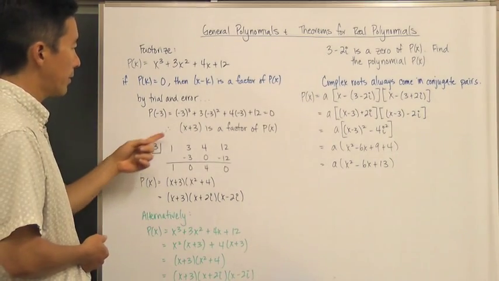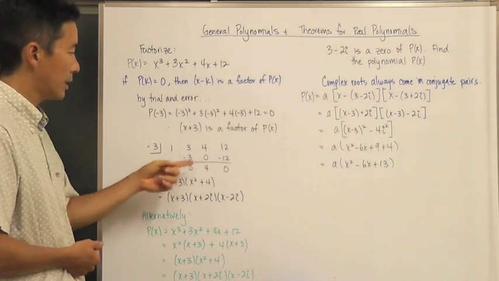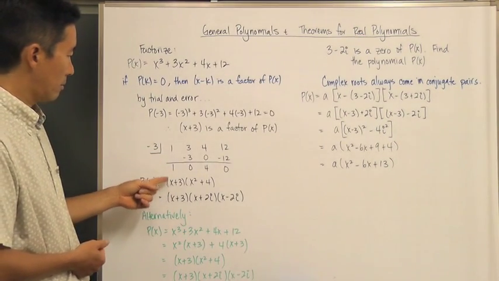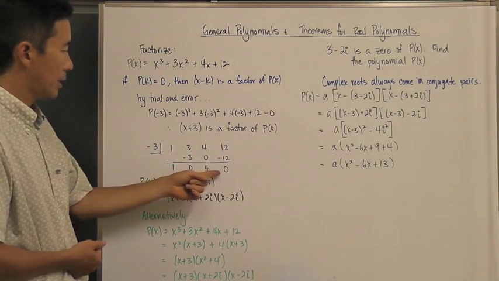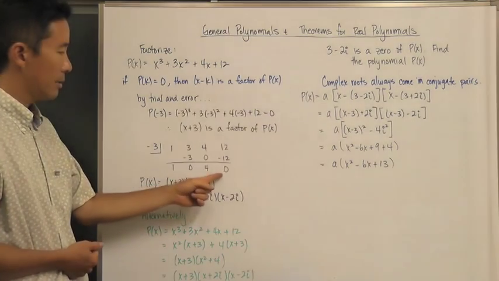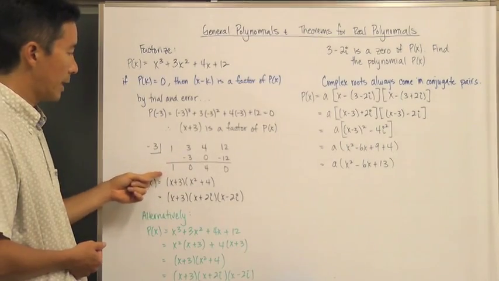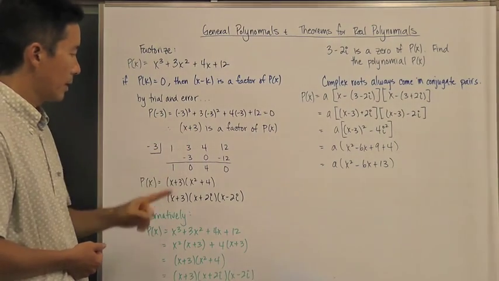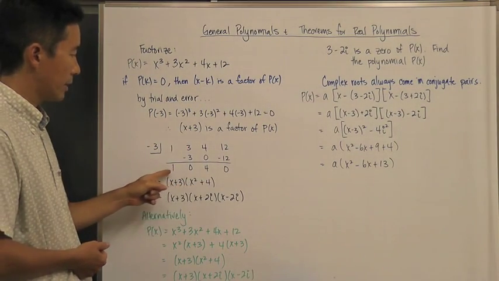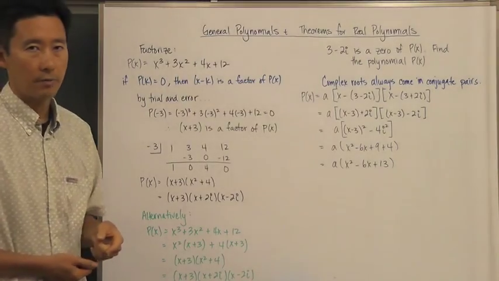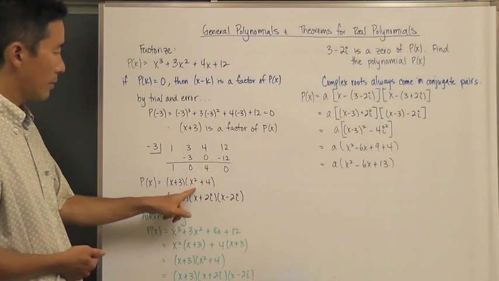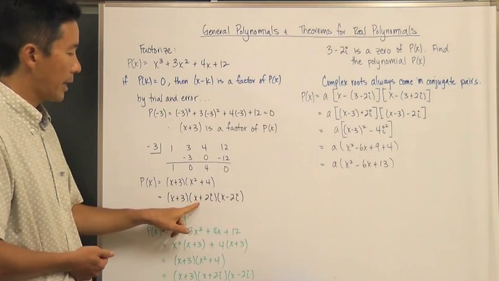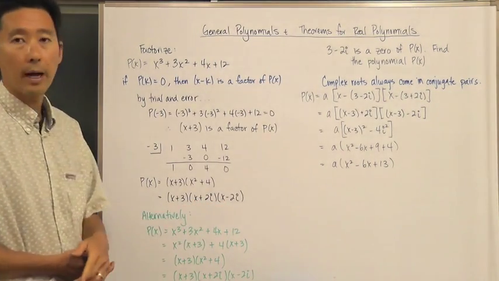So if that's the case, I know that if I use synthetic division with this -3, it is going to give me this particular result here, which is the remainder, and also the quotient function. So p of x is going to be x plus 3, which is that factor, times x squared plus 4, because that's the result of the synthetic division process. And we know that x squared plus 4 is going to further factorize to x plus 2i and x minus 2i.